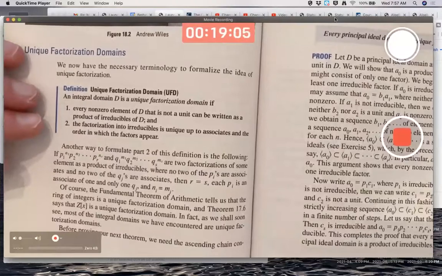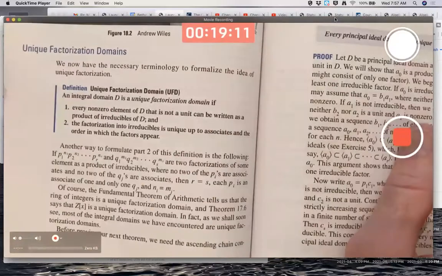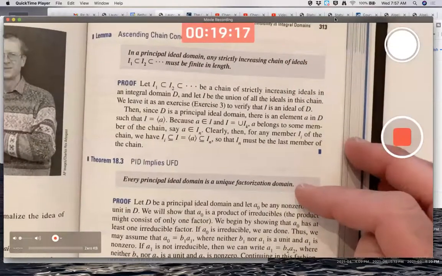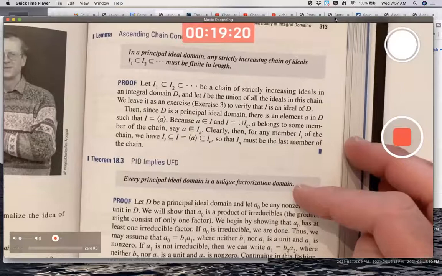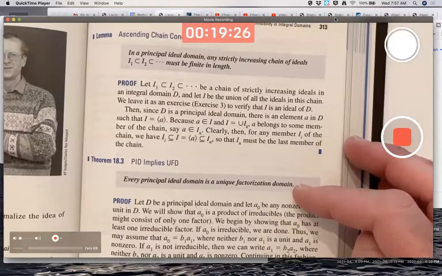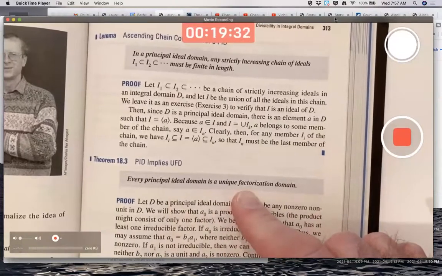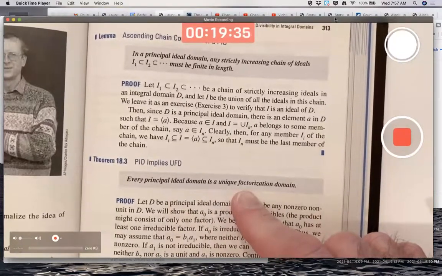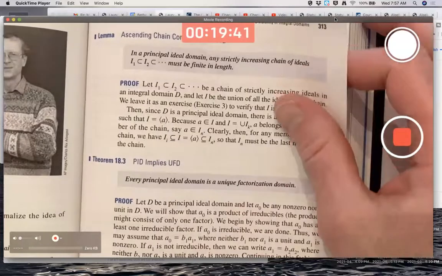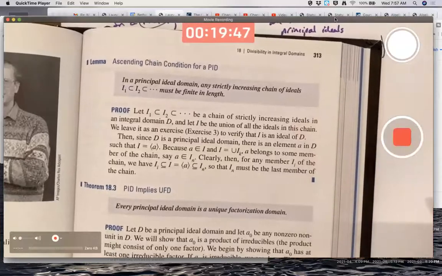So UFDs are where unique factorization holds. Let's skip this part for the moment. Let's look at this one. PID implies UFD. Every principal ideal domain is a unique factorization domain. So if all the ideals are principal ideals, you can prove that factorization in terms of irreducibles exists and is unique. The proof of that requires this lemma, which I don't want to go through. We're just trying to get the big picture here.